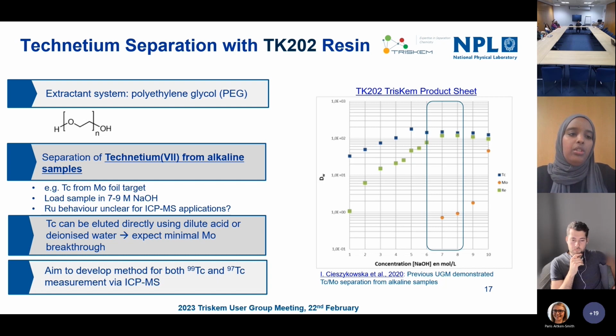But there are a couple of things that were unclear, or that we hadn't really tested, which was to see if we could have a high ruthenium uptake using this resin. So we looked to do some testing with TK202 to see if we're able to have high retention of ruthenium, and we did some method development work prior to looking at irradiation of molybdenum to have a nice method in place.